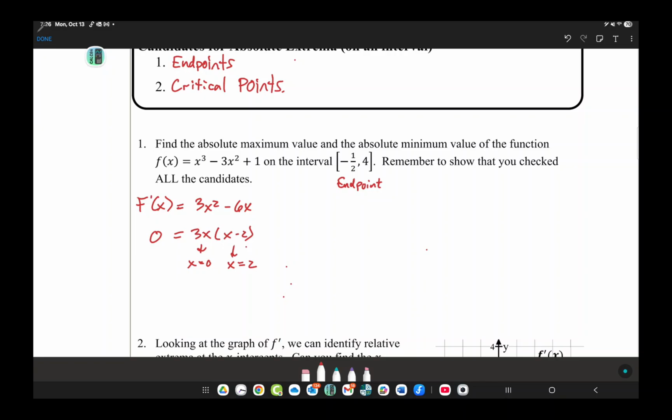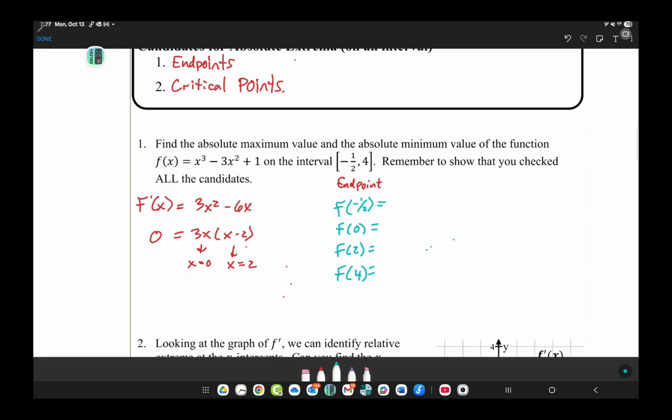So we are going to test. I'm just going to put these in order. You're going to see my lowest value here is -1/2. My next is 0, then 2, and then 4. And we are just going to plug them in. Now we're going to plug them into the original function, not the derivative. So I'm not finding f prime of these, I'm finding f of these.